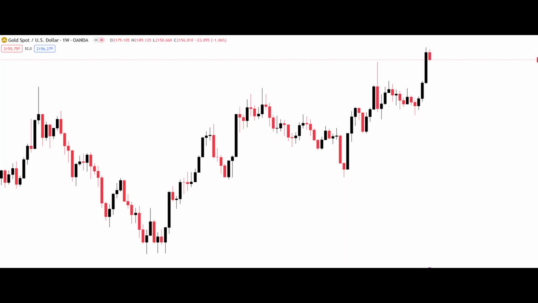Let's analyze the liquidity on a real chart. This is the gold chart on the weekly time frame. Looking at the left side, this market was firstly on an uptrend.